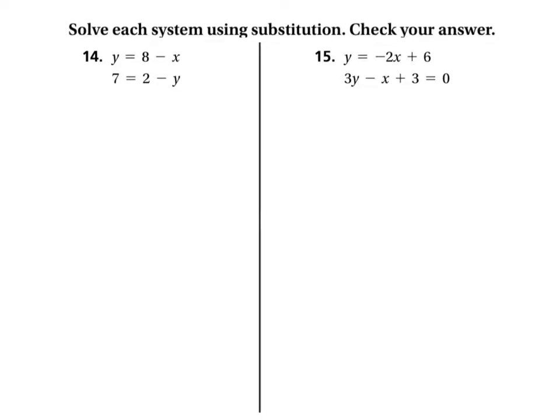All right, just like before, we're dealing with a situation where we've already got the y isolated in one of the equations, which makes this really convenient for solving. So I'm going to write the two equations here on number 14. Actually, I'm going to write the second equation that we're going to substitute in. I'm going to say 7 equals 2 minus y.